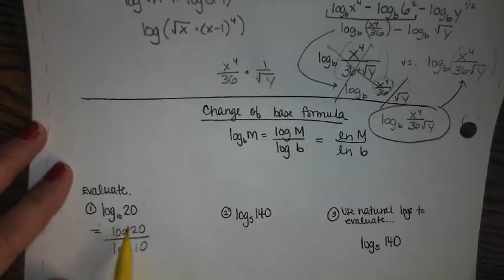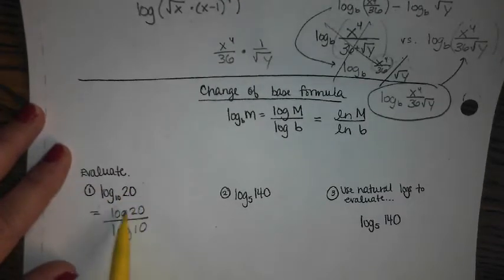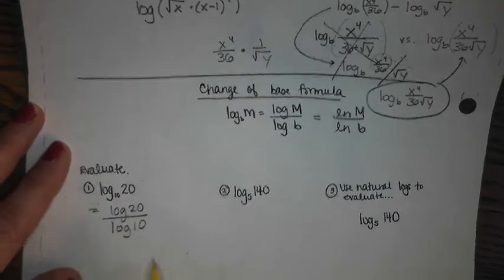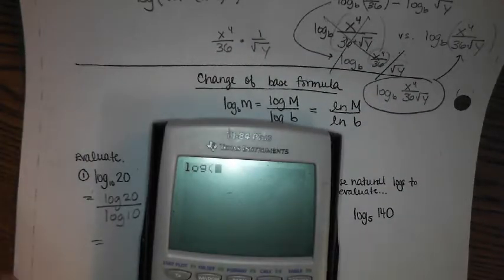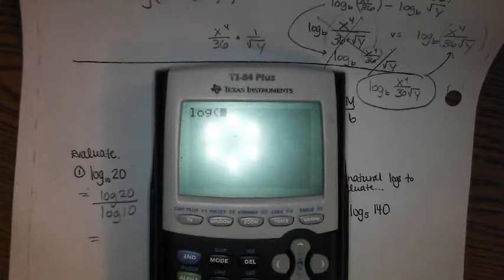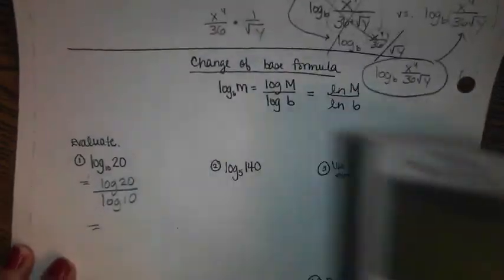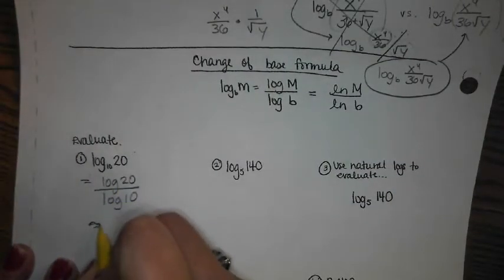So the change of base formula, you take the log of the number divided by the log of the base, and now you don't need that log base, you can just use the regular log button. It works in base 10, log of 20 divided by log of 10, and we get 1.3-ish.